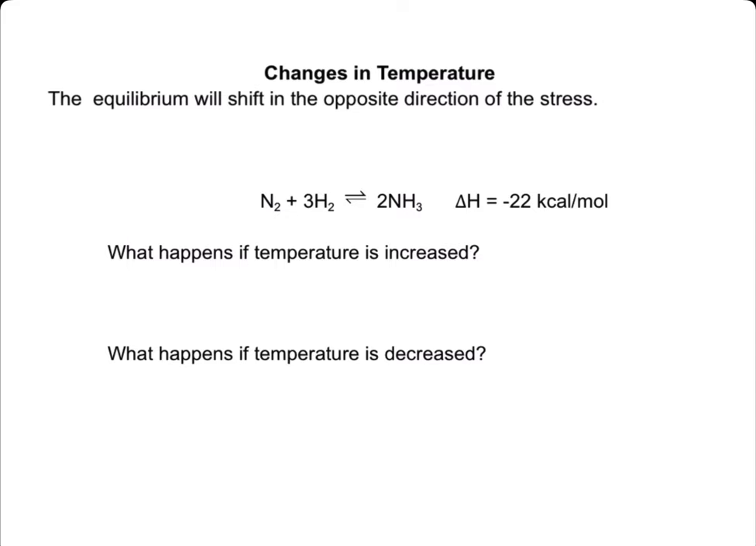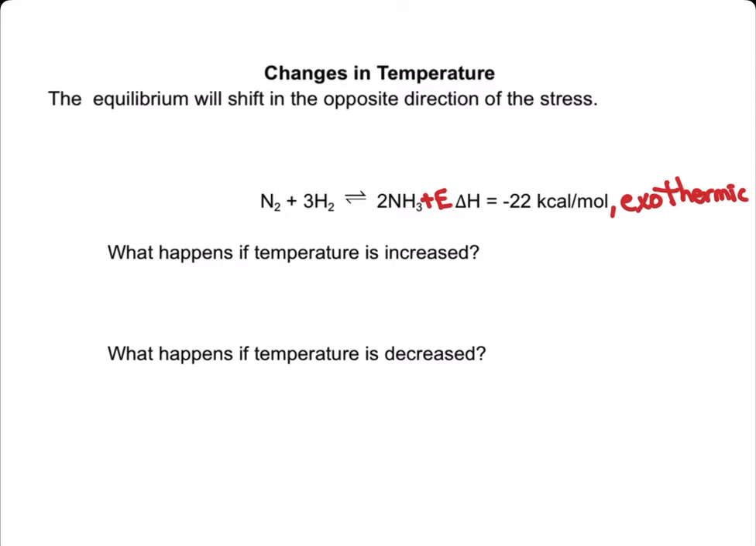I have a new chemical equilibrium. I also have a delta H. The delta H is negative. So this just reminds me that this is exothermic. And if it's exothermic, that means my energy has to be on the product side. Exothermic means energy is on the product side.